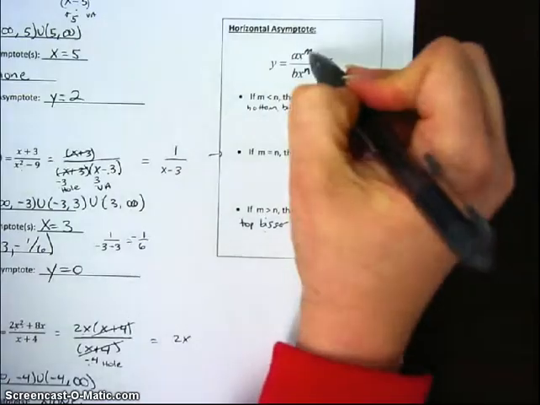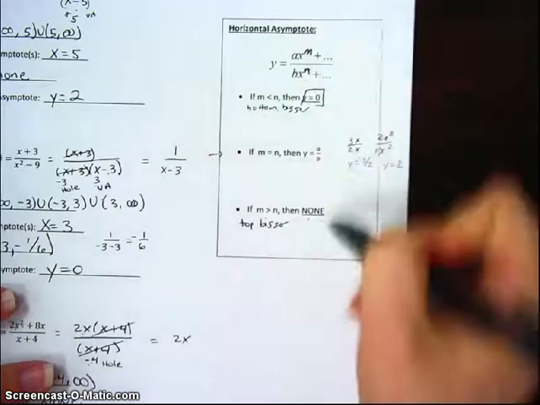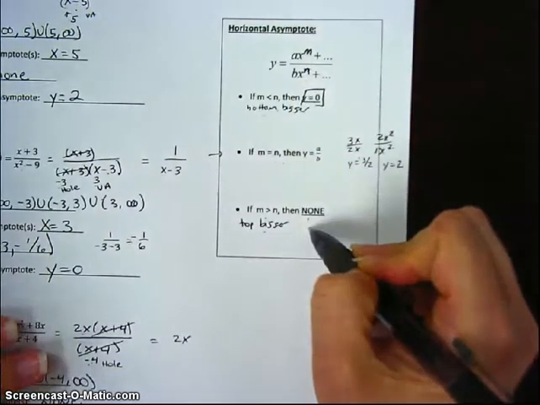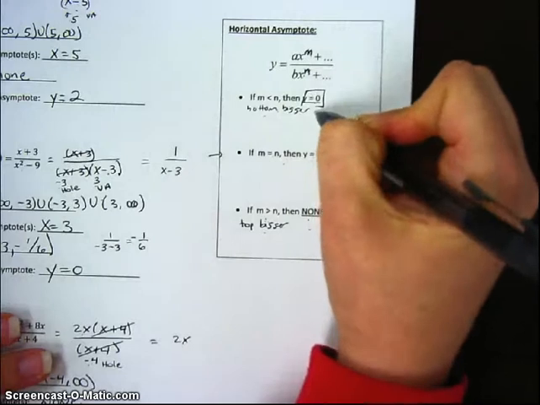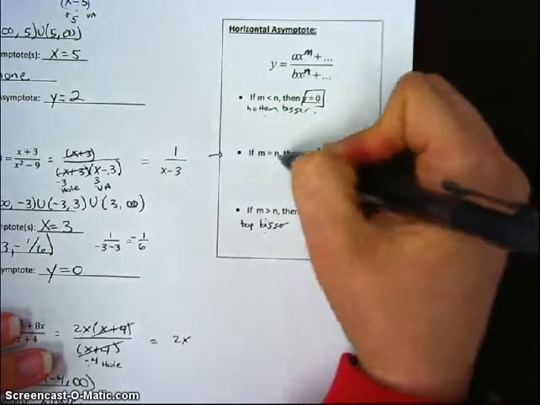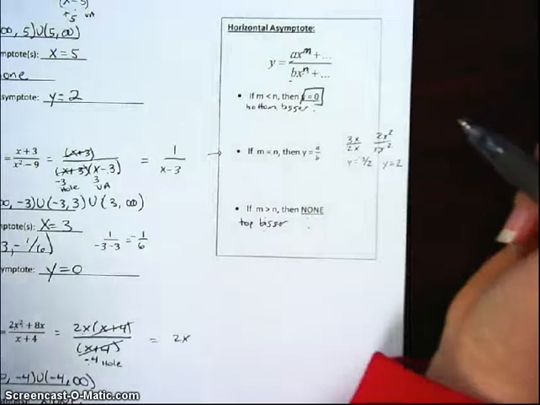So again, just to recap, when you're looking at the exponents before you do any factoring, if the top is bigger, you have no horizontal asymptotes. If the bottom is bigger, then it's at y equals 0. If they're the same, then you're going to use the numbers in front, and that'll give you the equation of your horizontal asymptote.